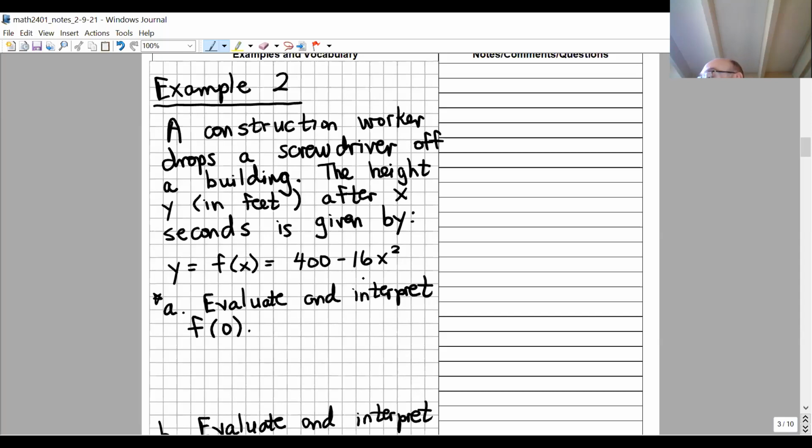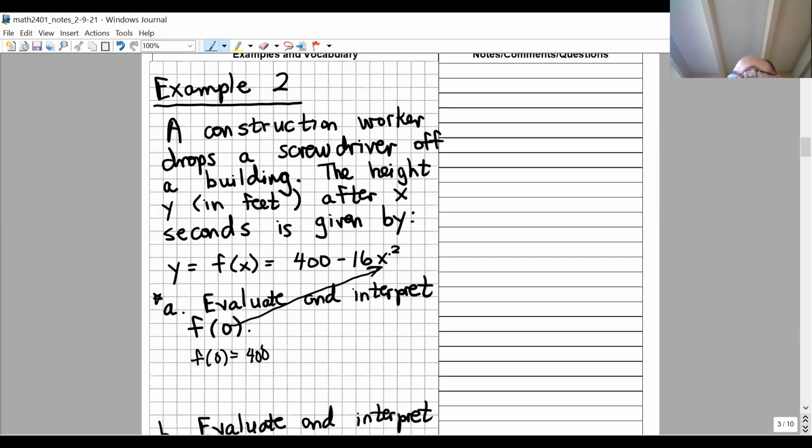That's all. Well, then you just get still 400 because minus 16 times 0 is going to be 0. So it's just 400. Yeah, that's right. Yasan, that's correct, right? F of 0 is going to be just 400, because when you plug 0 into this formula for x, the second term will just disappear, and so you just end up with 400.